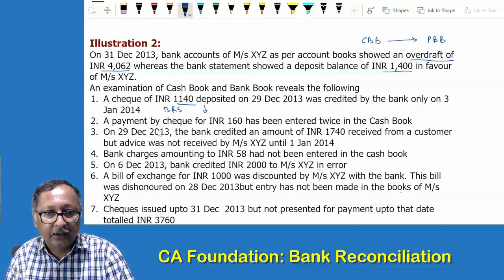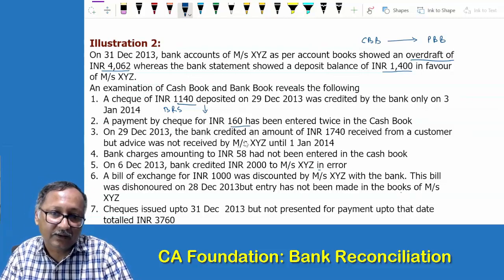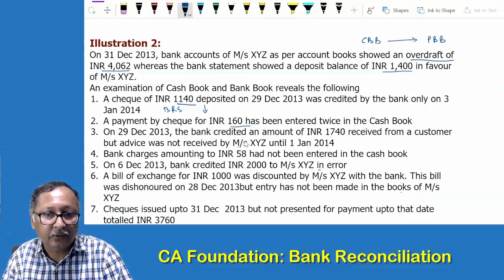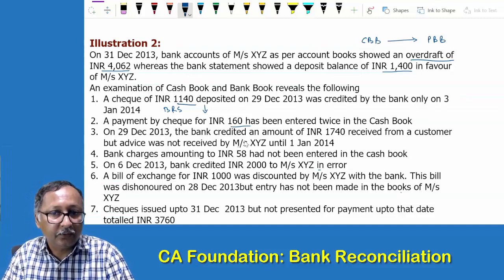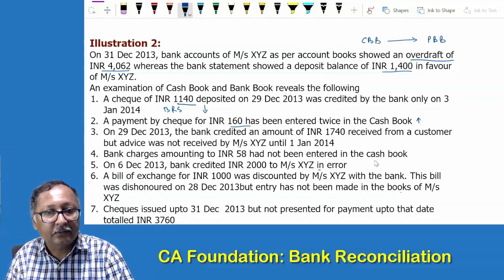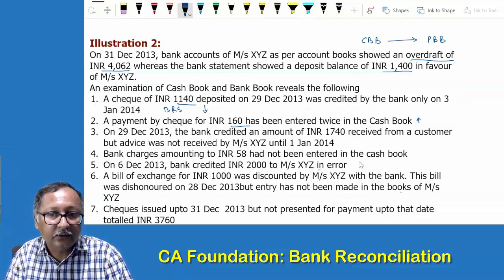I am showing it with a down arrow so that you know that when we pass the entry, it will be a reduction entry. A payment of check for rupees 160 has been entered twice in the cash book. If an entry is entered twice in the cash book, a payment entry means we have reduced the cash book balance by 160 rupees extra, while in the passbook it has gone only one time. So the passbook balance will be to that extent 160 rupees more. The passbook balance is not decreased, the cash book balance is decreased. For the BRS, we need to add it to the cash book balance because this is one expenditure you have entered twice. One time you have to reverse it, and this is an entry you need to pass. So it will be a rectification entry, and you can take it to the adjusted cash book.